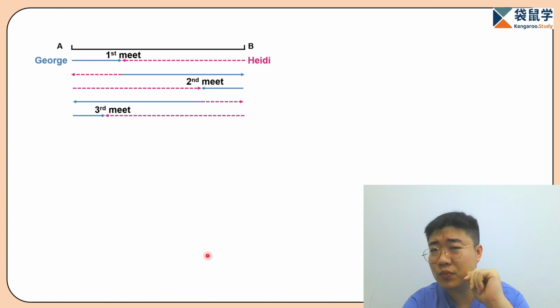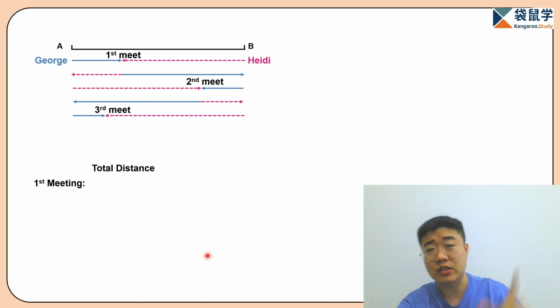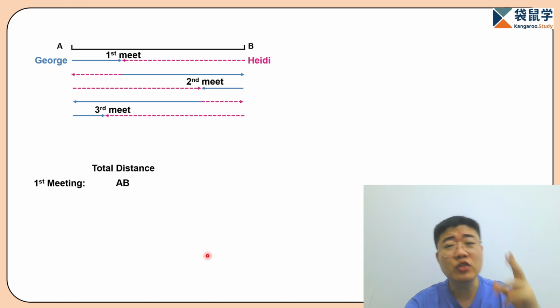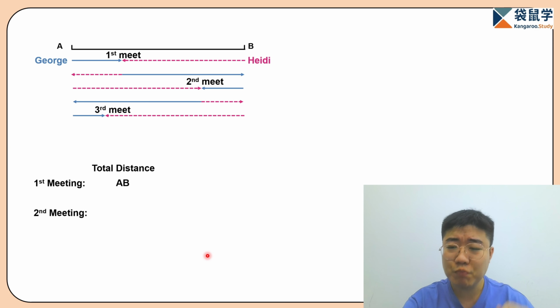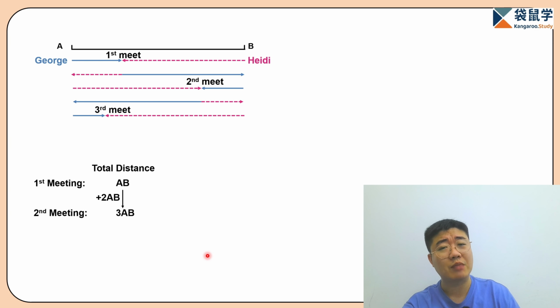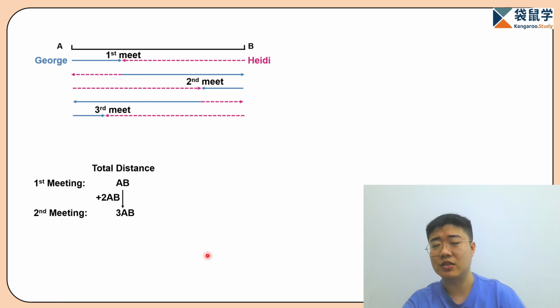So let me ask you, just now we say that from the total distance traveled from first meeting, this is 1 AB. Then we travel 2 additional AB from the first time they met each other to the second time they met each other. So plus 2 AB give us a second time together is 3 AB. So total distance is 3 times before. Each of them travel 3 times the distance before.